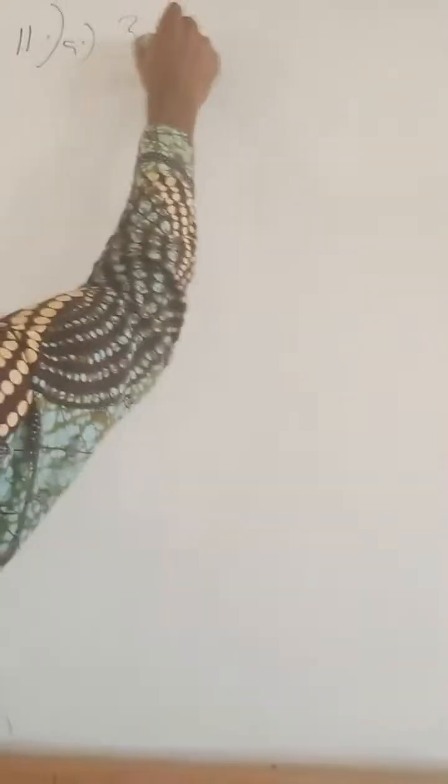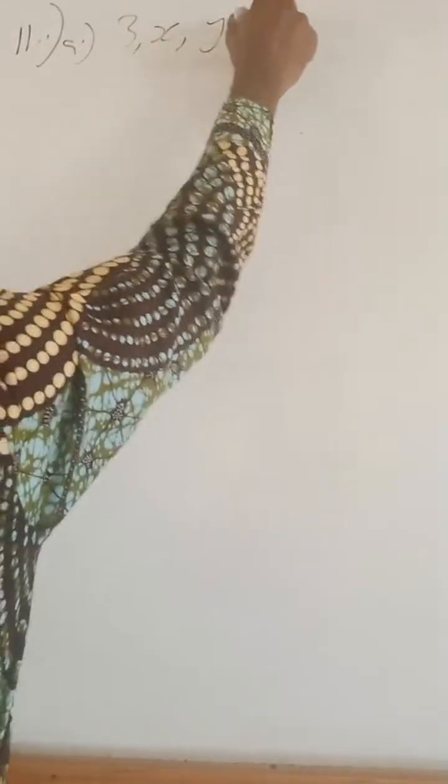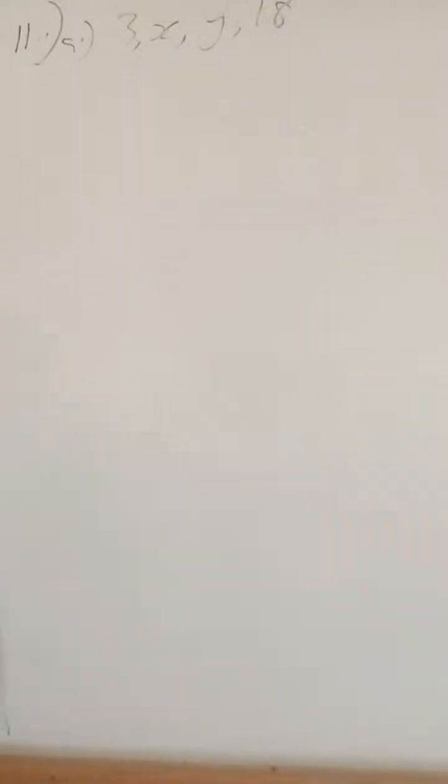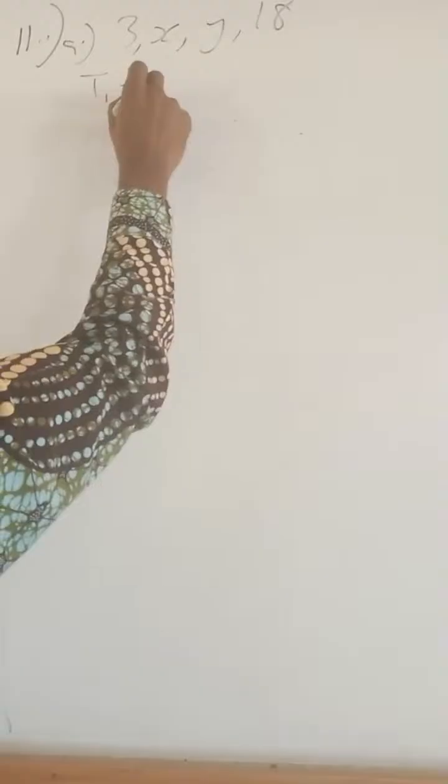If 3, x, y, 18 are in arithmetic progression, find the values of x and y. So that's the A part. To find the values of x and y, we have 3, x, y, and 18. Now the first term, which is usually written as A, is 3.